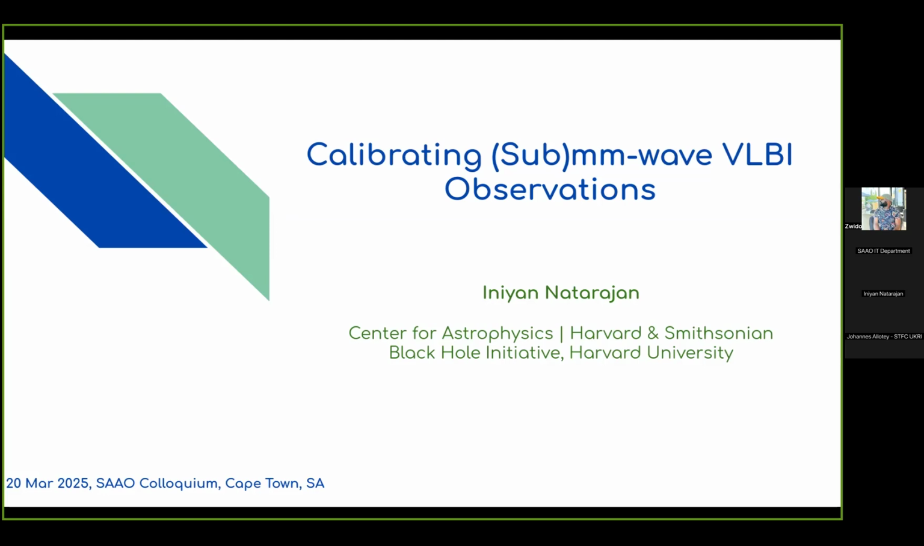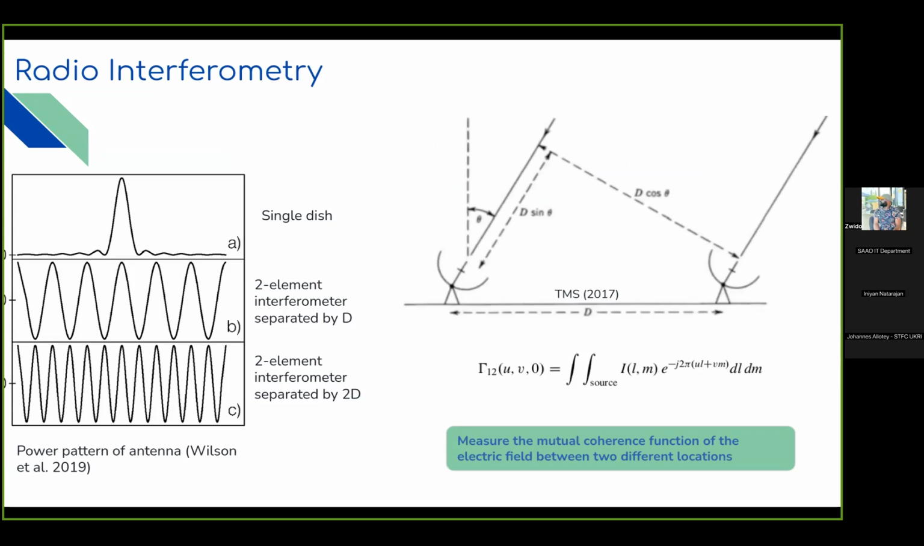I'll start with a basic introduction to radio interferometry. People might be aware of single dish observations. On the left, you see the power pattern of a single dish antenna on the top. When you start adding more elements and start operating it as an interferometer, you start seeing this fringe pattern. The size of this fringe pattern is determined by the distance between the antennas. As you increase the distance between the antennas in the interferometer, these fringes become sharper and sharper, and you get higher and higher resolutions.